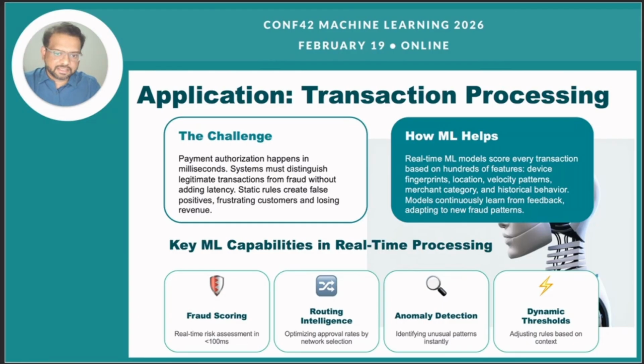They look at device trends, geolocation of the customer, velocity patterns. Is this the 10th transaction for this card in the last few hours? They consider merchant categories, historical behaviors, or even the time of the day when the transaction was made. The model continuously learns from its feedback. When a transaction is approved and later reported as fraud, the information flows back to improve future predictions, and that's where the deep learning model comes into play for the fraud detection system.